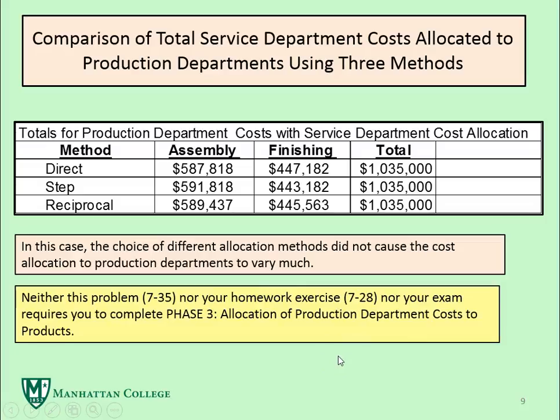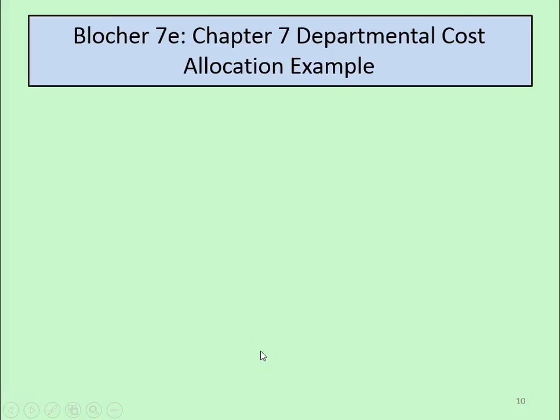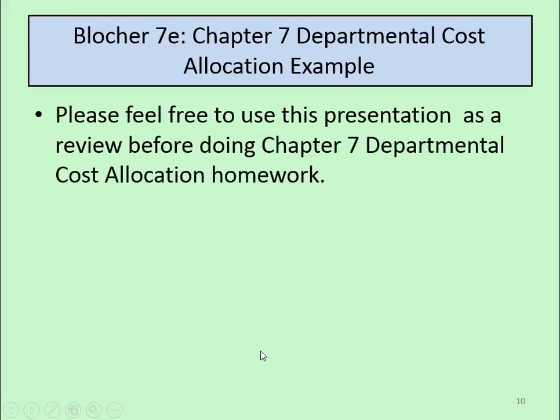Neither this problem, 735, nor your homework exercise, 728, nor your exam requires you to complete Phase 3, which is the allocation of the production department costs from assembly and finishing to the final products. Hopefully you have an idea about support department cost allocation.